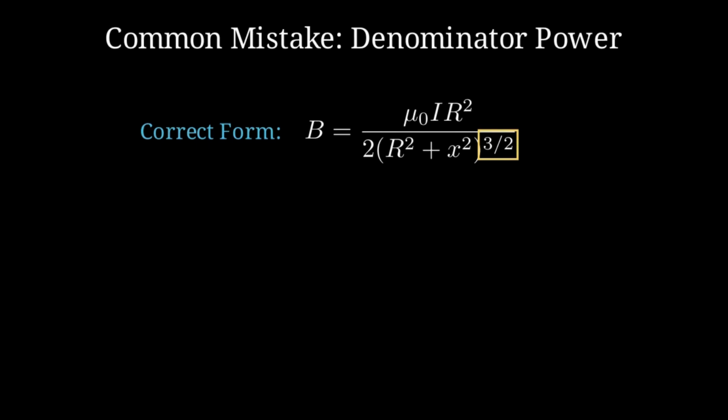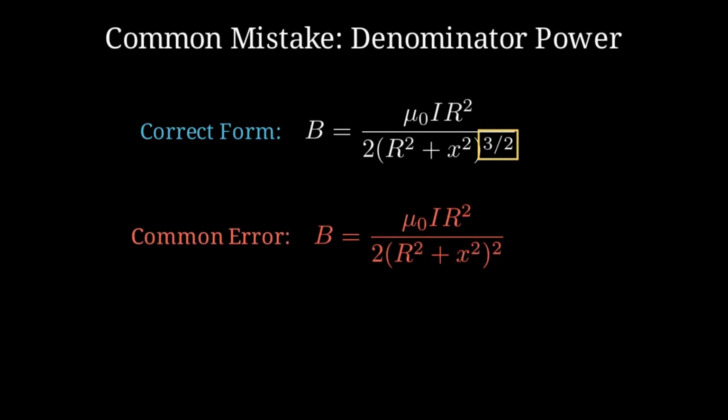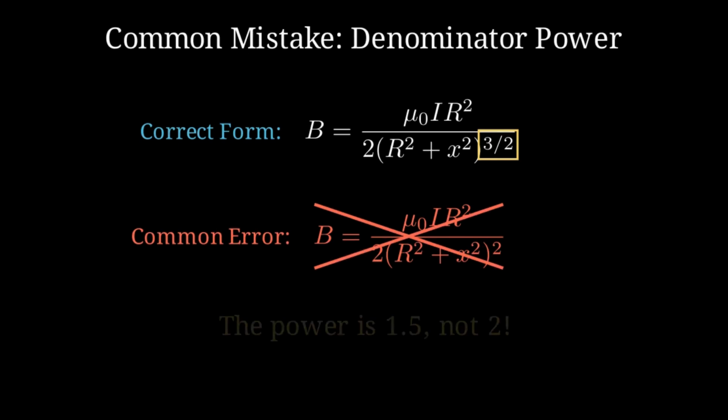This comes from the combination of the r squared from the Biot-Savart Law and the sine of theta geometry. Using a squared term instead is a frequent error in exams, so double-check your exponents.